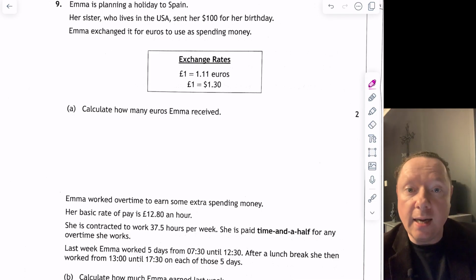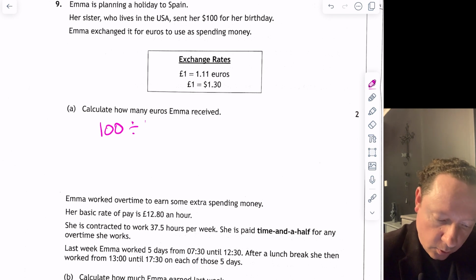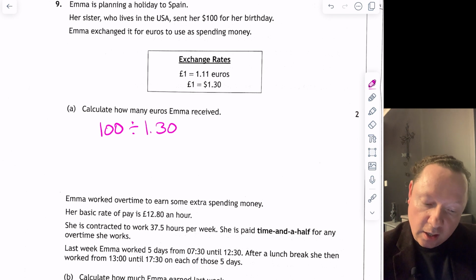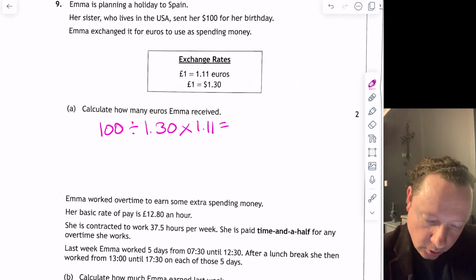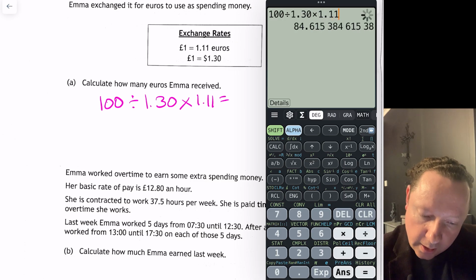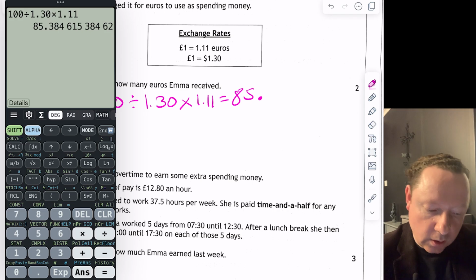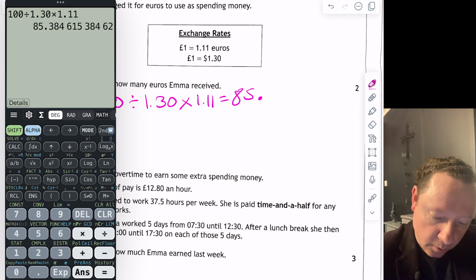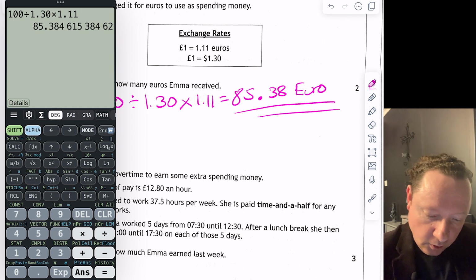Now watch this, you need to go back to pounds first, always. So I'm starting with $100 and dividing by the dollar exchange rate of 1.30. That'll get me back to pounds, but then straight away I can times by 1.11 to get back to the euros. So that's the sum you need to do. Do it in 2 steps or 1, it's up to you. 100 divided by 1.30 times 1.11 is 85.384. So always 2 decimal places with money, 85.38. I'll just write euro because I don't really want to bother with the sign. 85.38 euro.